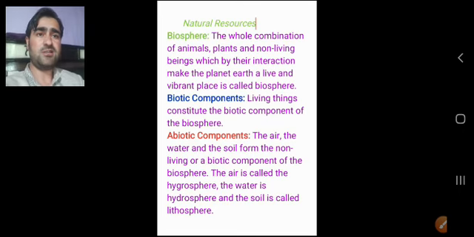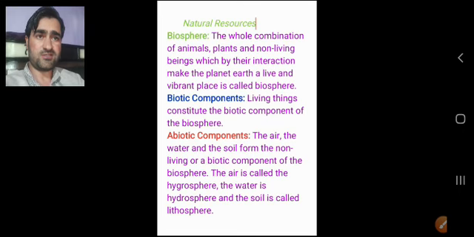So what is the biosphere? The biosphere is nothing but the whole combination of animals, plants, and non-living things, which by their interaction make the earth a live and vibrant place. So the biosphere is the space, a region where there is the interaction of living and non-living components, where there is interaction of biotic and abiotic elements. We have plants, we have animals, and we have the elements. We have the atmosphere, we have the sunlight, we have soil, we have forests. All these things and their interaction make a region, make the biosphere.